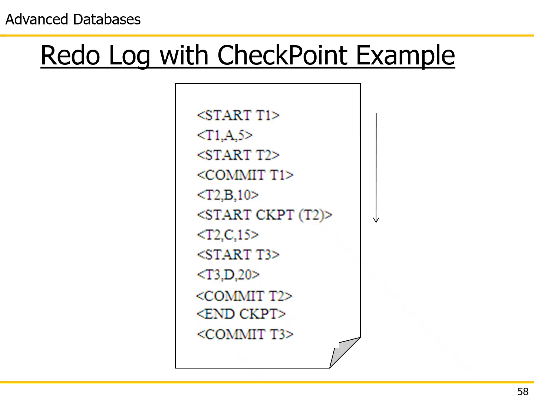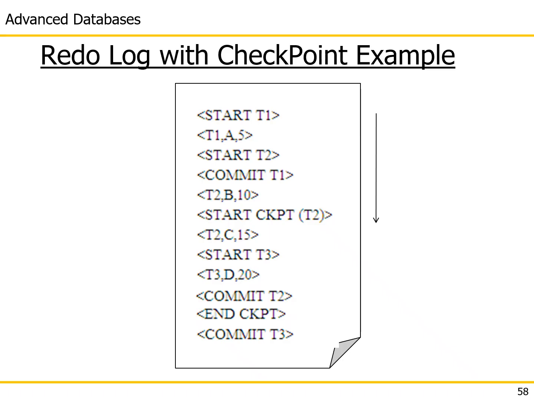So here's an example. Let's say the checkpoint thread woke up just immediately after T2 B10, so transaction T2 modifying B and the new value is 10. It asks the buffer manager, who's currently running? It's told T2 is currently running. So it inserts in the log start checkpoint with T2 running. And then it tells the buffer manager, tell me when T2 is done. And it keeps awake, it doesn't go to sleep yet.